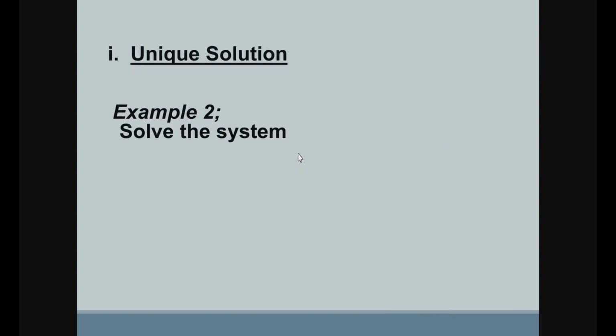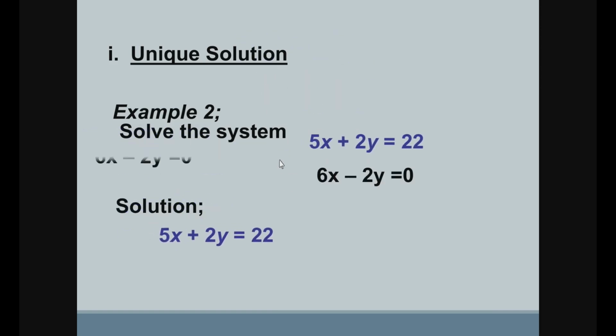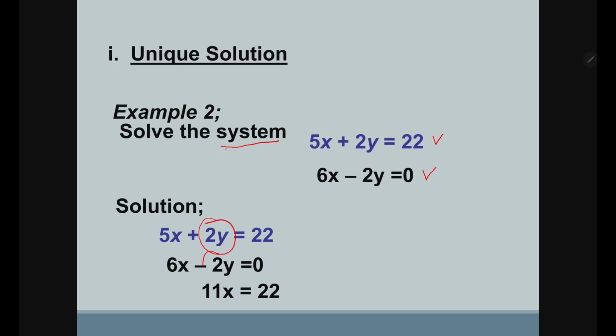Okay, we look at an example for unique solution. Solve the system of equations like this. We have the first equation and then the second equation. If we have more than one equation, we call it a system of equations. From here, we want to cancel out the value of y, so we need to add the first equation and the second equation.